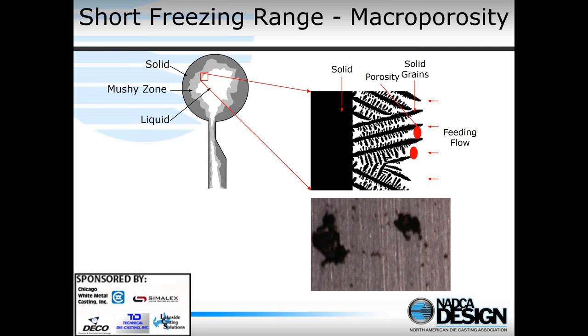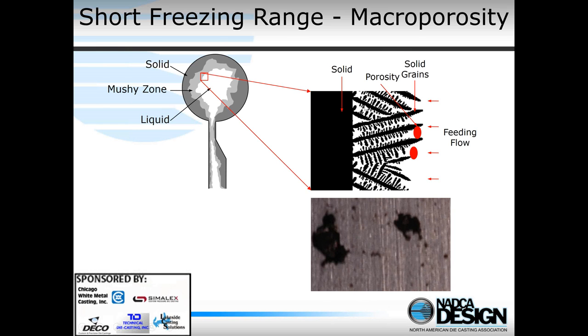And the mushy zone is kind of similar to slush on a road in the winter. Slush is basically partially solid snow, partially liquid water, and so the mushy zone in the casting is kind of similar. It's partially solid material and partially liquid. And so the width of this mushy zone as the casting is solidifying is going to depend upon the freezing range of the alloy. And so a short freezing range alloy such as aluminum 12% silicon will tend to have a very narrow or thin mushy zone.